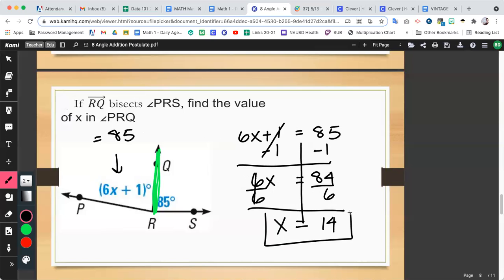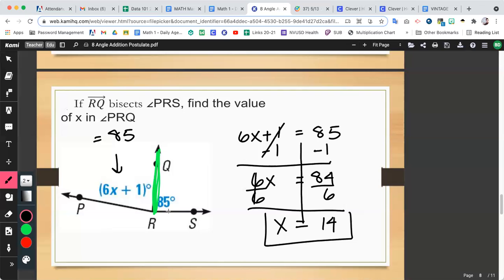Okay. So because I know that both sides of the angle are the same, I can just set 6x plus 1 equal to 85 because they have to be equal. That's what bisects means. Okay. Cool beans. And then you just work backwards, you solve for x, just like last semester.